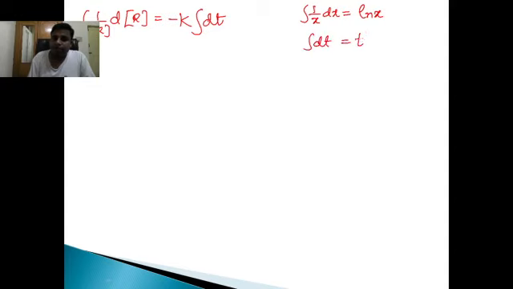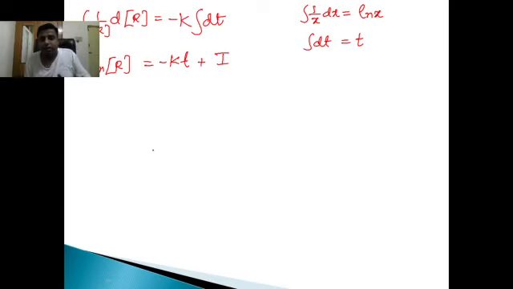is t. So integration of 1 by r into dr is ln of r, which is equal to minus k times integration of dt, which is t, and we have to add an integration constant because it is an indefinite integral. Call this equation 2.